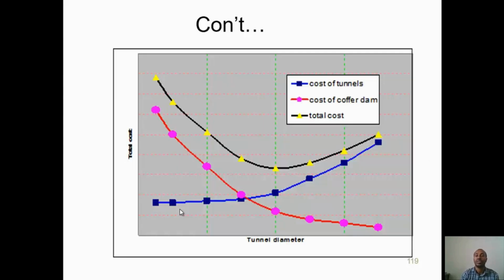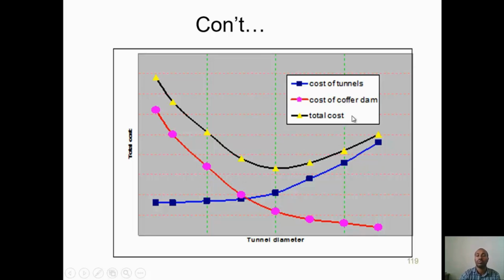Let us see the graph. This is a graph showing tunnel diameter. If the size of the tunnel is increasing, then the total cost will be decreasing, which means the river can simply go without any problems. If the tunnel diameter is increasing, as you can see in the graph, the blue one, the cost of the tunnel is increasing. If you increase the tunnel diameter, the cost also increases. For the cost of the coffer dam, if you go in the upward direction, you are decreasing the size.